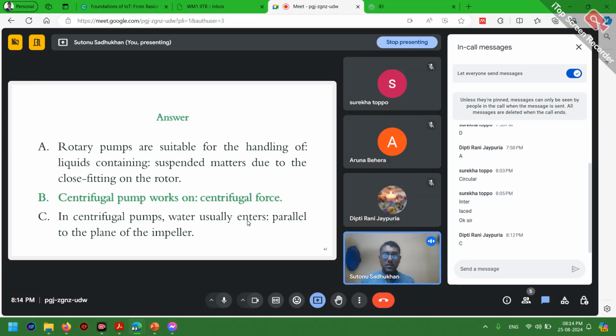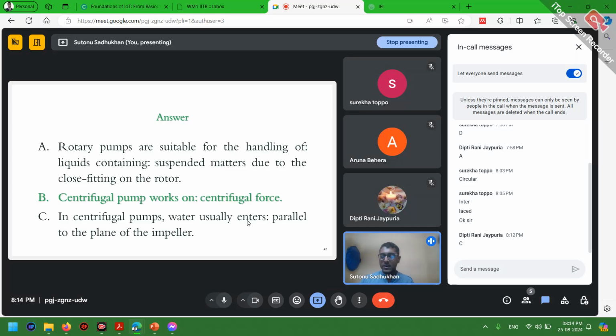I'll note it. I'll discuss regarding rotary pump and centrifugal pump in the next class. So now, if you have studied it, I'll tell. See, the term centrifugal means centrifugal force only. The centrifugal pump, the name comes from the centrifugal force. So that's why option B is the correct answer here.